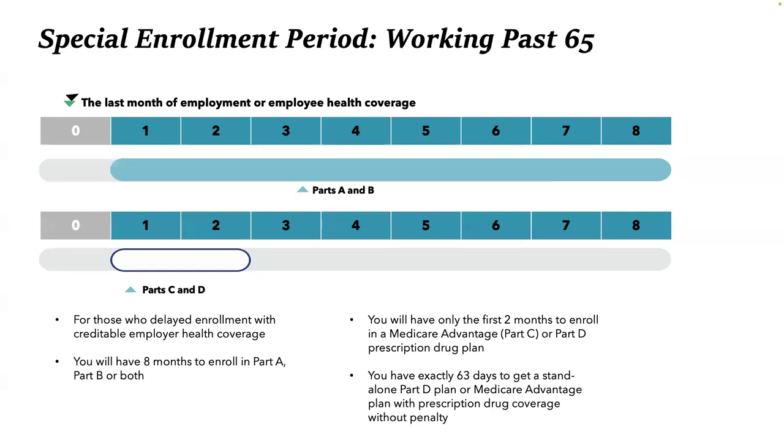It is important to note, however, that you only have 63 days to go without coverage of having drug plans. If you go more than 63 days without a drug plan, you will have a late enrollment penalty. This is important because even though we have 8 months to get Part A and Part B, we need to have Part A and Part B in order to enroll in our Part D.